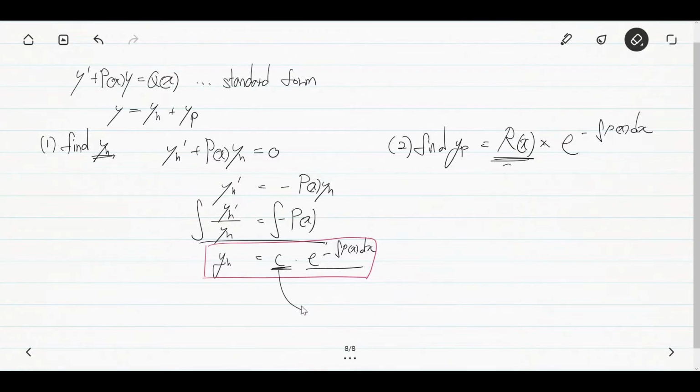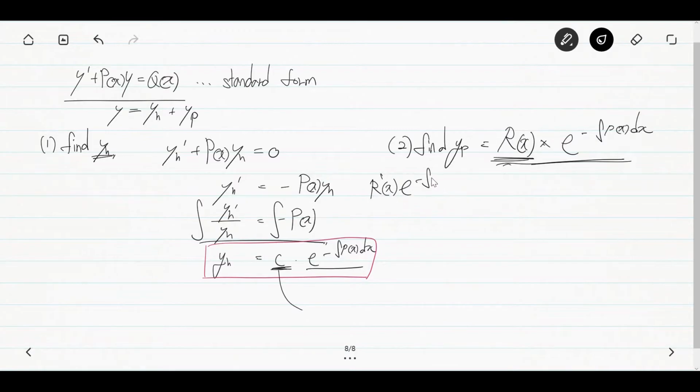Now the particular solution is going to satisfy the original equation. So we're going to put this into the equation we're trying to solve. So y prime would equal r prime times this, minus p of x times r of x times this. I'll just not write this to save time. So this would be y prime plus p of x times y, which is r of x times this.